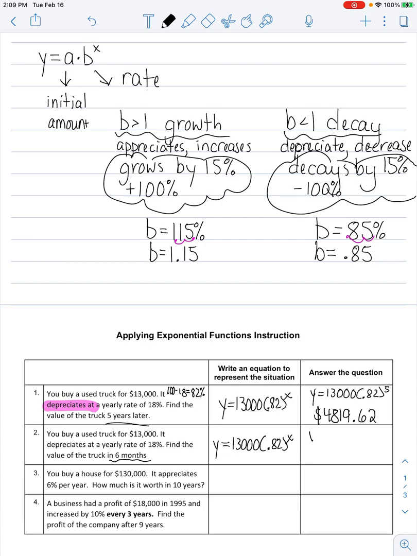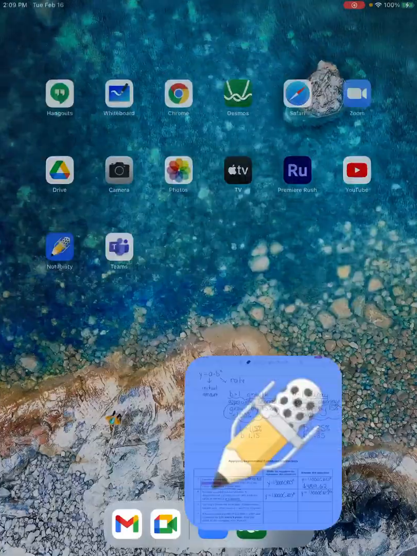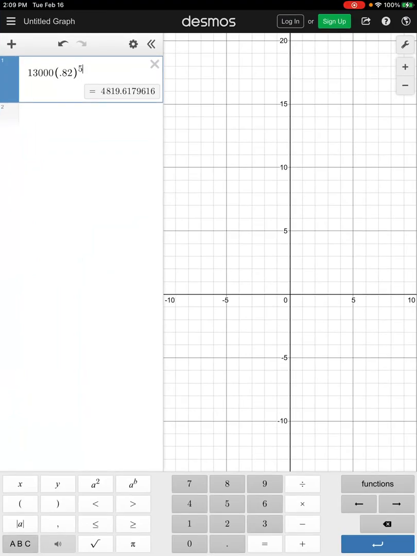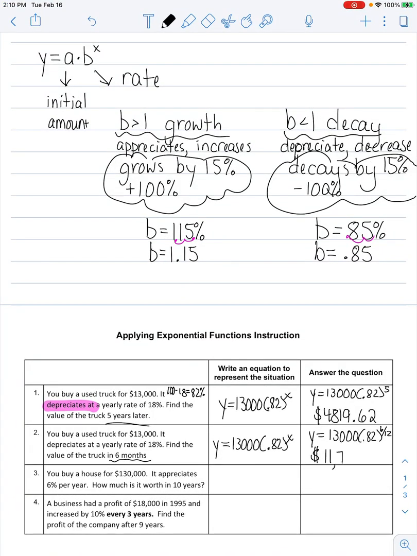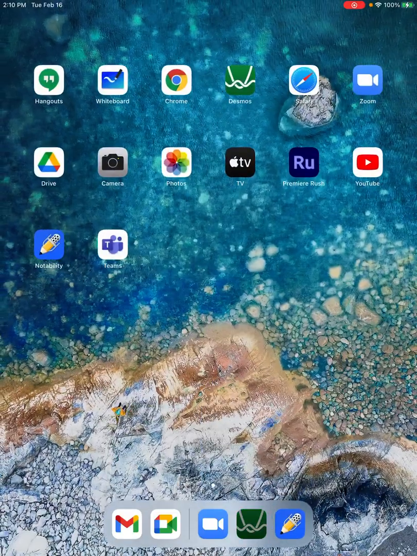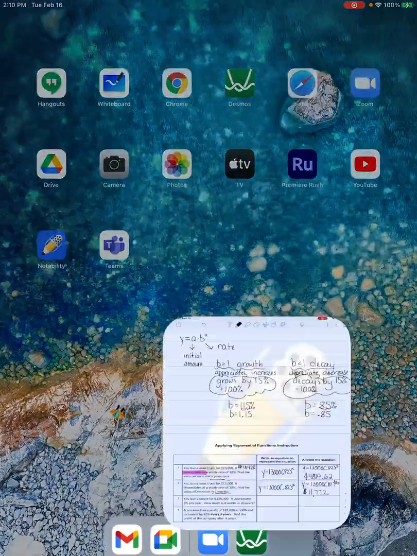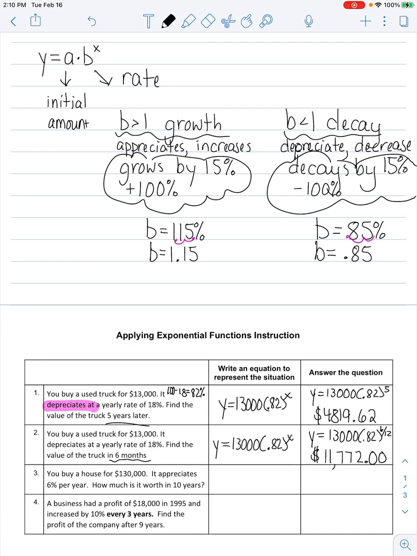Okay, so watch this. I'm going to plug in y equals 13,000 times 0.82. You have a couple of options. 6 months we know is half a year, or you could put 6 out of 12, 0.5 as your exponent, and then I'm going to type it in my calculator. So I'm going to use 0.5. So in 6 months, it will be worth $11,772 and 0 cents. Okay.